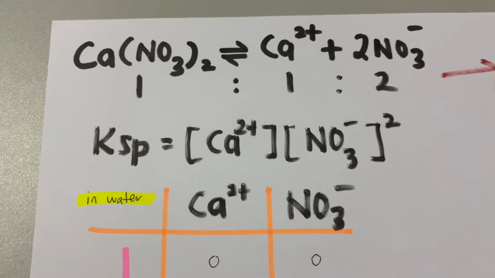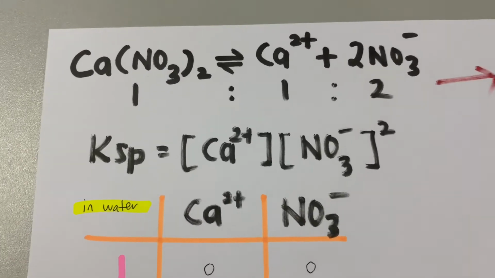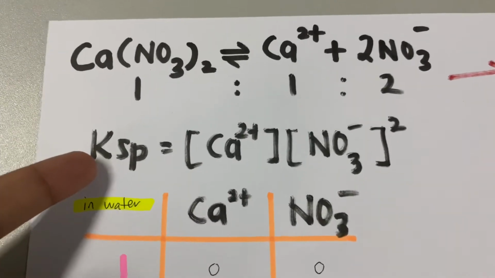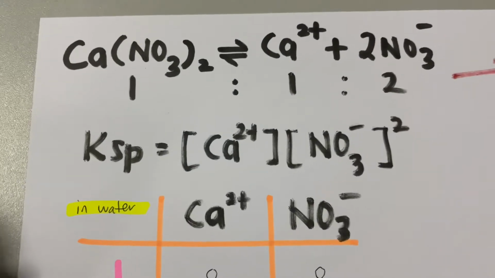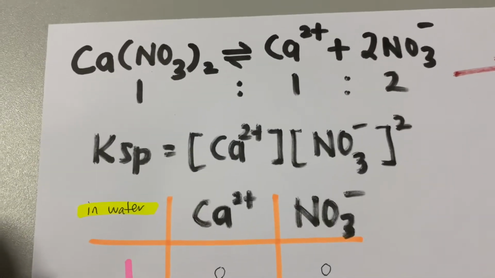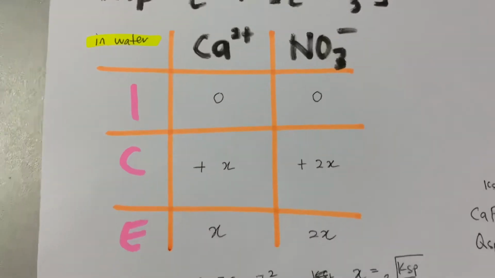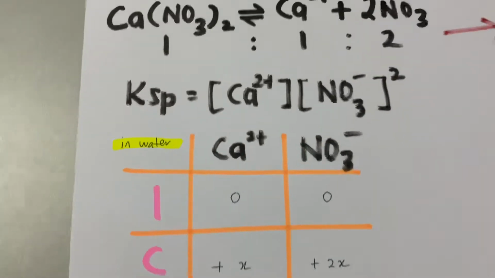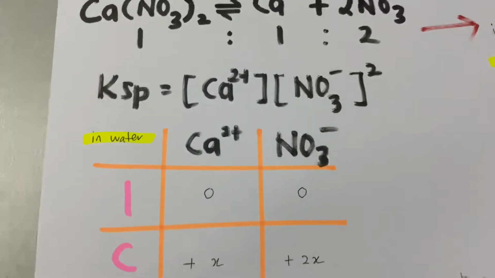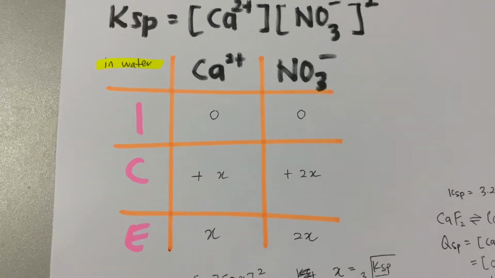That depends on the dissociation. So that is how you get the Ksp value if given the molar concentration or the solubility of calcium nitrate. Next, if you want to calculate using the ICE table, is to find out the solubility if given the Ksp. So you need to use the ICE table.